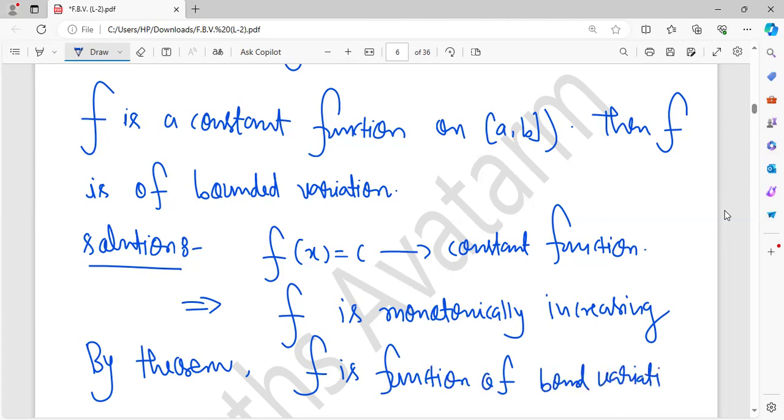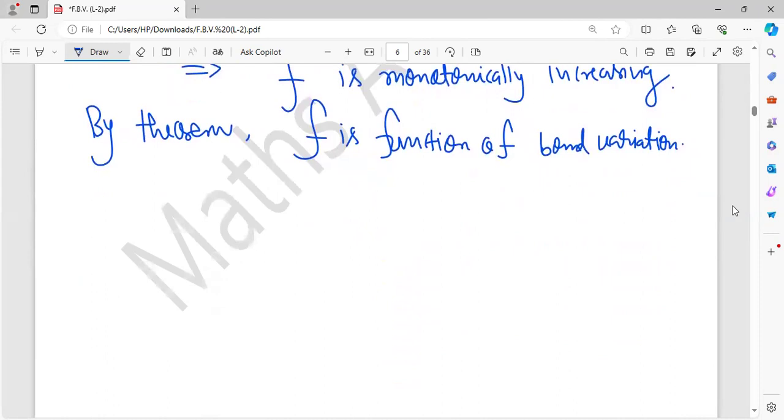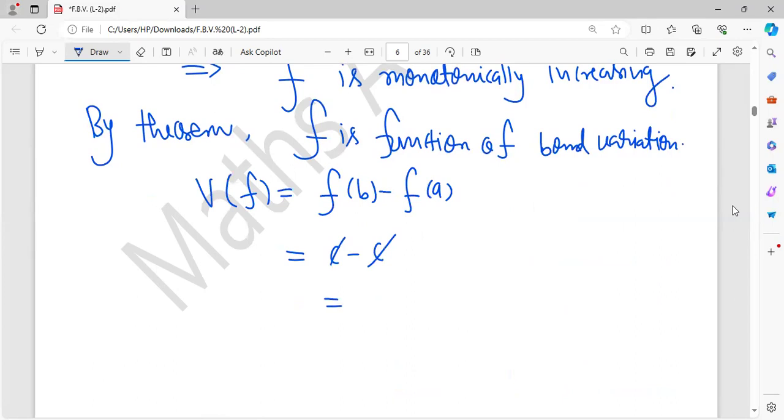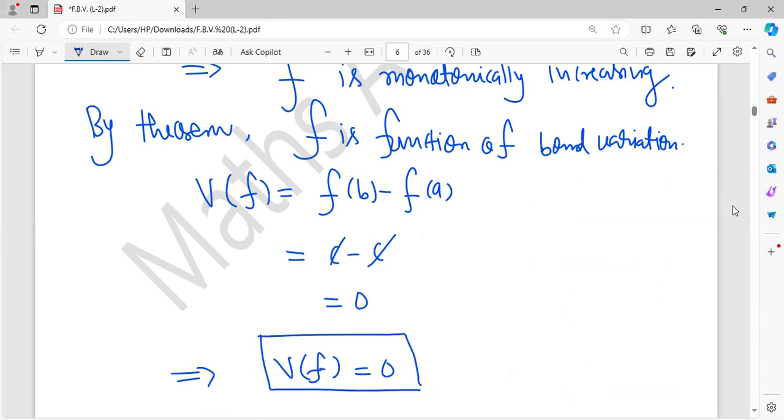Okay. So what is the total variation of this? Vf is equal to f(b) minus f(a). Monotonically increasing I am taking, so after taking from outside the absolute value, it will be f(b) minus f(a). What is this? This is c, this is c. So every constant function is a function of bounded variation and its total variation is 0.